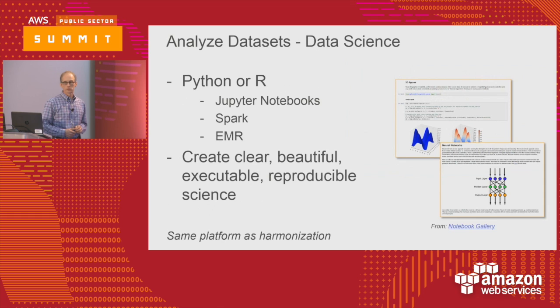Okay, so using the search capability, we have now located several harmonized data sets that you want to analyze to prove or refute your exciting hypothesis. What tools can you use? Well, one great option is to reuse the same tools that we recommended for doing harmonization, for all the same reasons. Python and R with Apache Spark running on EMR clusters gives you access to many of the latest open source data analytics, stats, and machine learning tools.